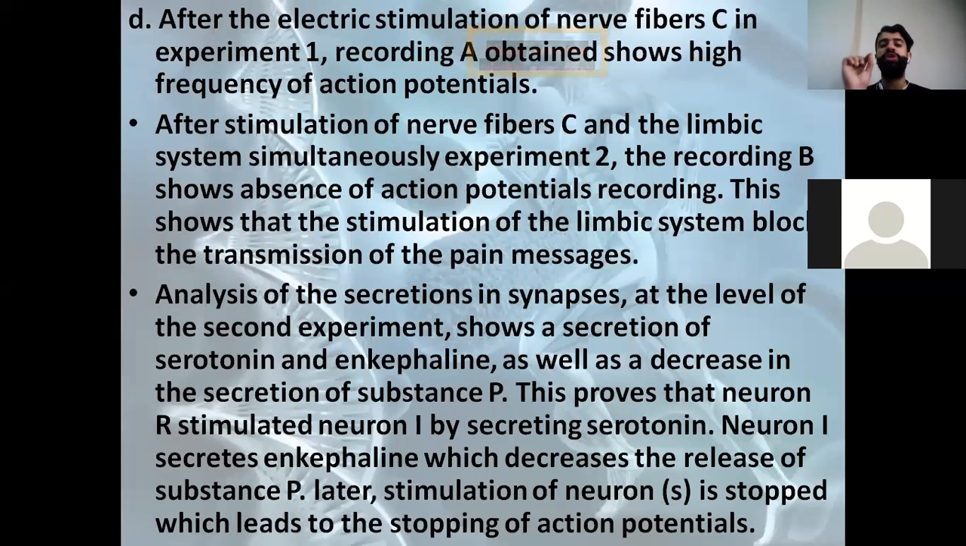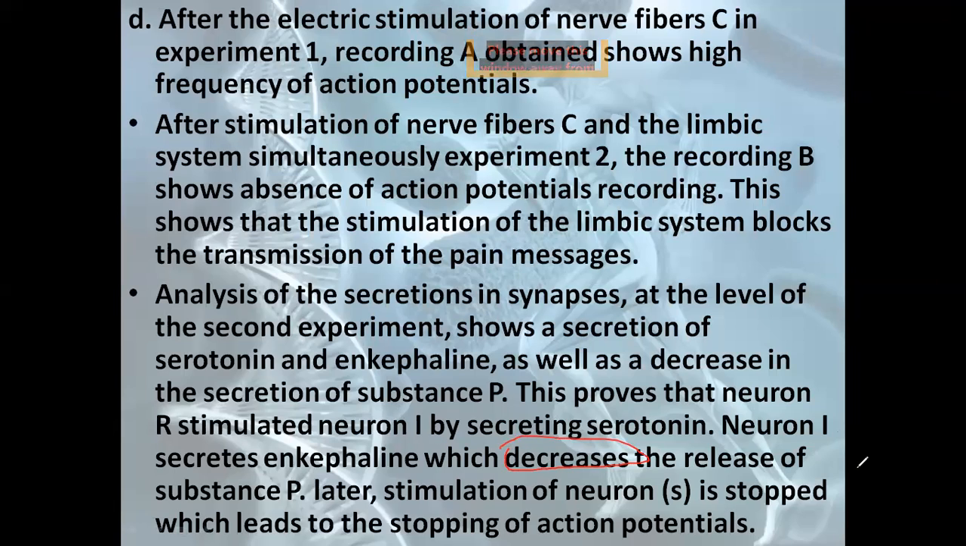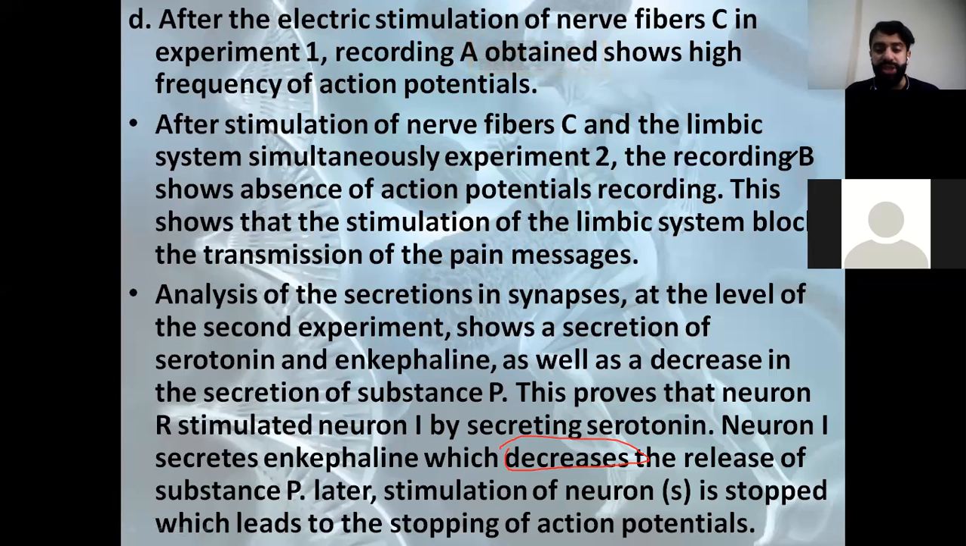So this proved that neuron R stimulates the neuron I by secreting serotonin. The neuron I will secrete enkephalin, which decreases the release of P substance. Later, they didn't say inhibits, only decrease. Or instead of decrease, you can use the words partially inhibits. Either partially inhibit, or you can use the words it decreases the exocytosis of the P substance, and then the stimulation of the neuron is stopped, which leads to the stopping of the action potential.